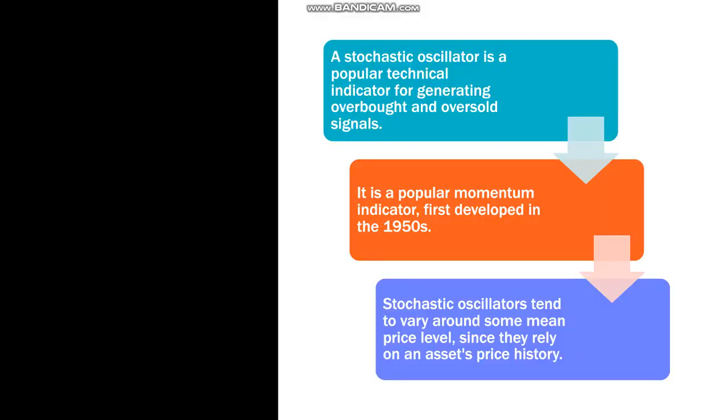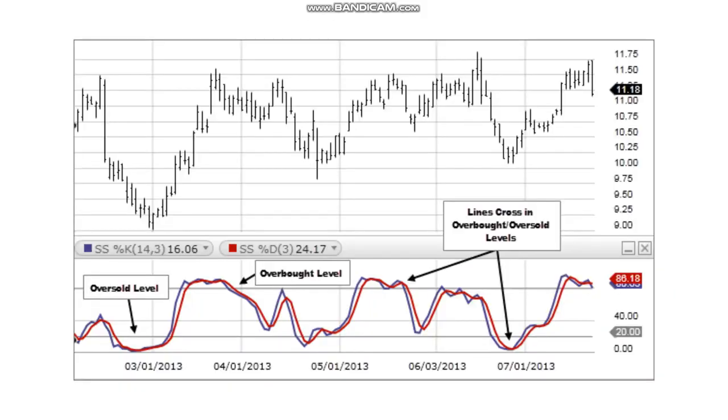Stochastic indicator. A stochastic oscillator is a popular technical indicator for generating overbought and oversold signals. It is a popular momentum indicator first developed in the 1950s. Stochastic oscillators tend to vary around some mean price level since they rely on an asset's price history. So let me show you what is a stochastic indicator.